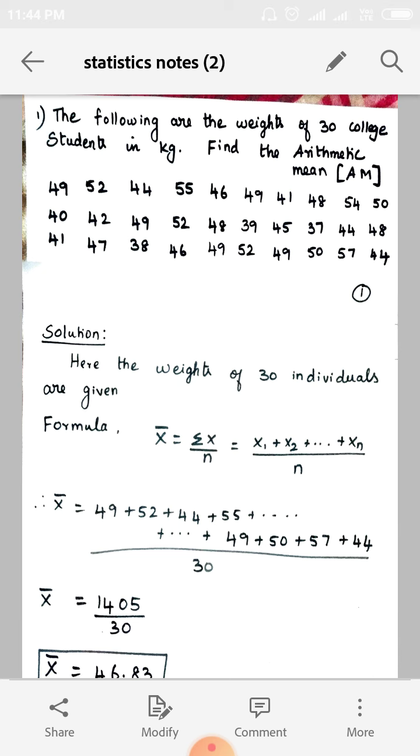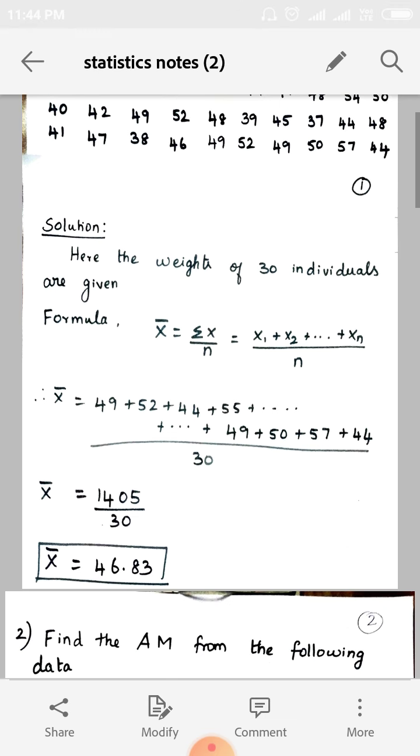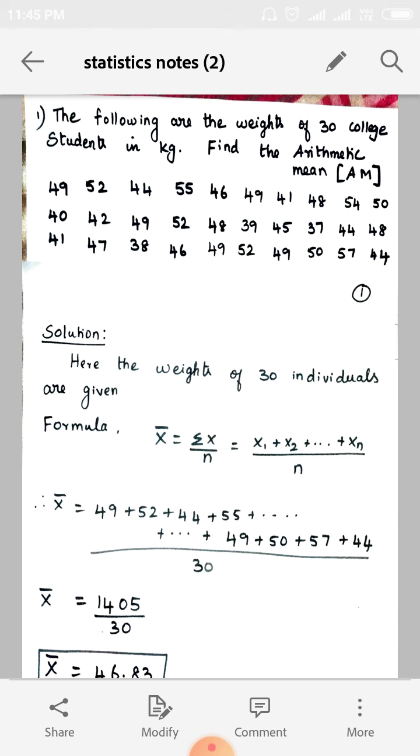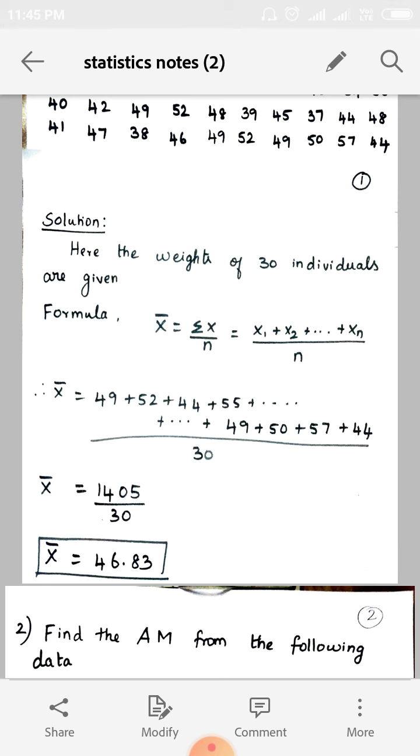So actually, see, this is the first type formula. Here the weights of 30 individual students are given. We have to find the arithmetic mean. So how can we find the arithmetic mean? See the solution. This is our first type formula, that is x bar is equal to summation x by small n, that is x1 plus x2 plus etc. plus xn by n. We have to add all the 30 values: 49 plus 52 plus 44 plus etc. plus 49 plus 50 plus 57 plus 44, divided by 30.